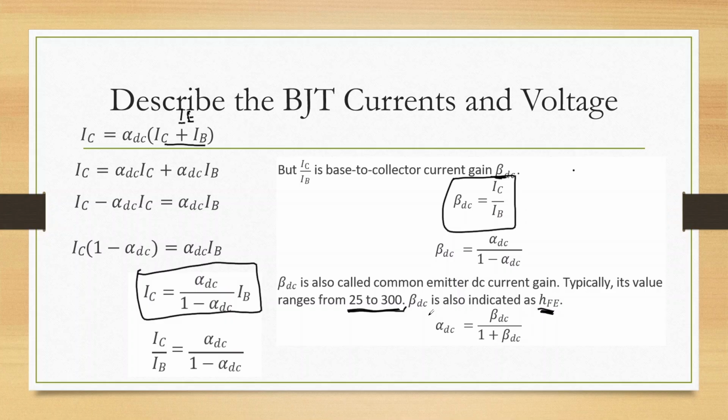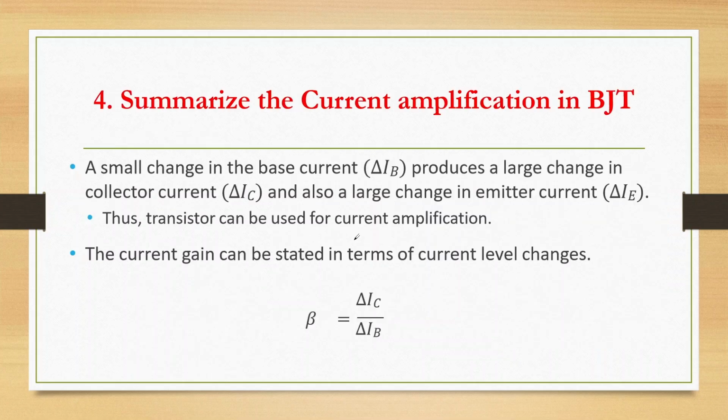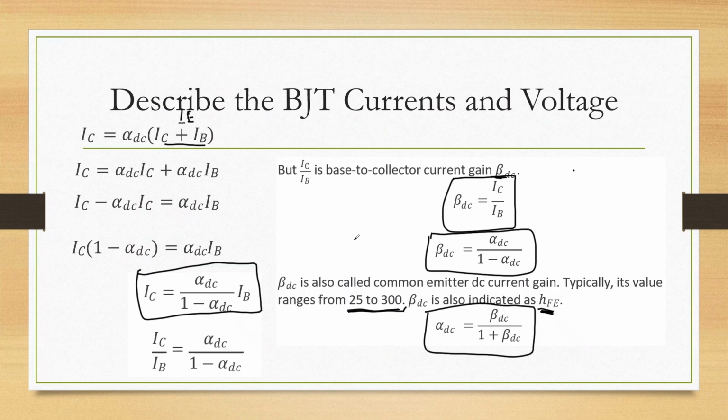So for you, this much, if you are remembering these equations, the current gain equations, and what is the collector current equation, what is the emitter current equation. So that is all about the voltages and currents of BJT. So that was the third question.